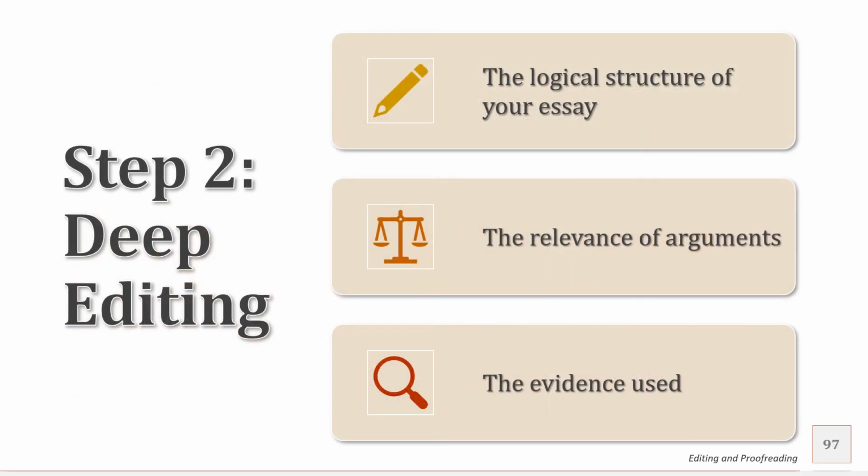Step 2 is called deep editing. This means looking in detail at the logical structure of your essay, the relevance of your arguments, as well as the evidence used. So how can you do this? Let's take a look.